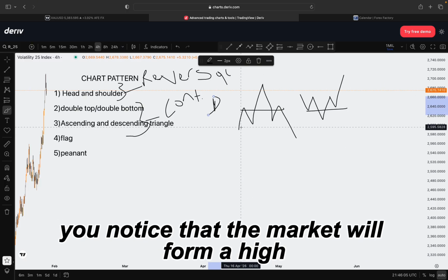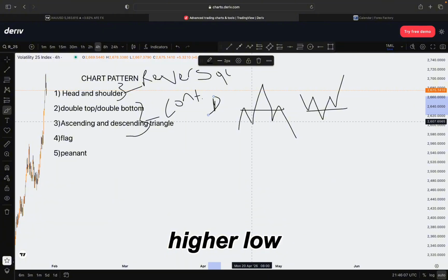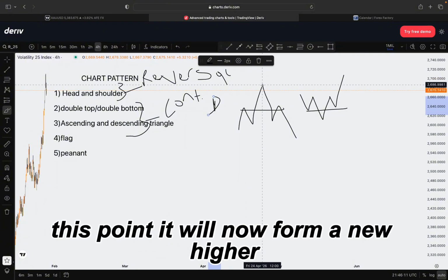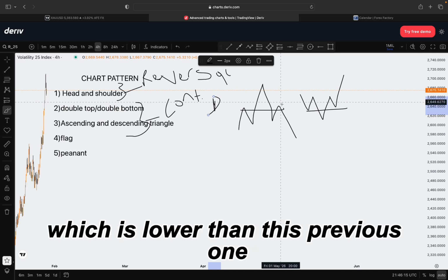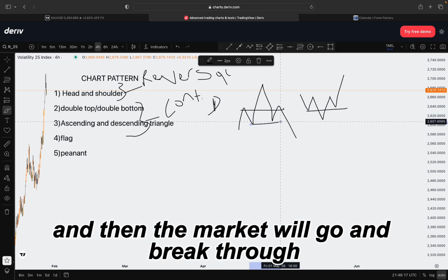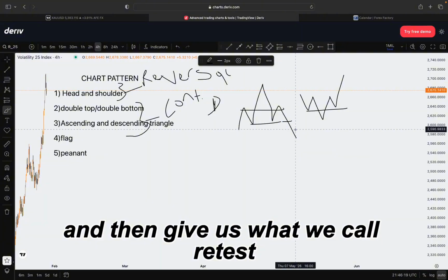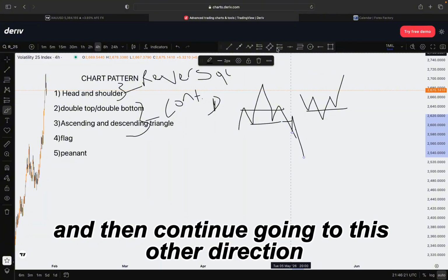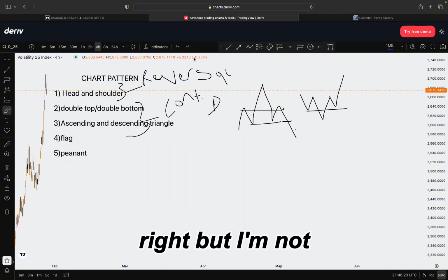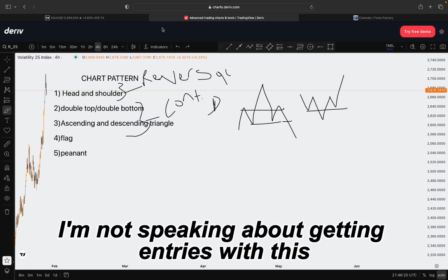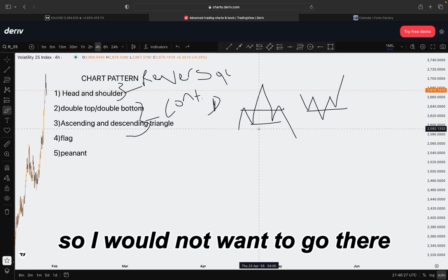You notice that the market will form a higher low, higher high, higher low. Then it will not get to this point. It will now form a new high here, which is lower than this previous one, and then the market will go and break through and then give us what we call a retest, and then continue going in this other direction, right? But I'm not speaking about getting entries with this, so I would not want to go there.